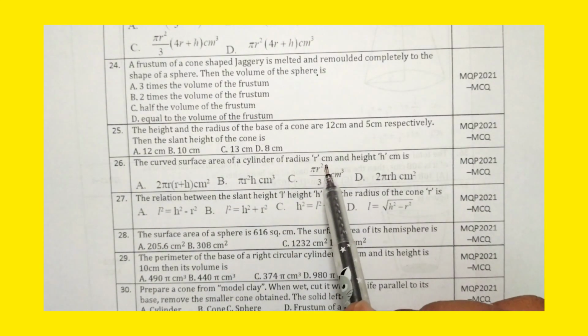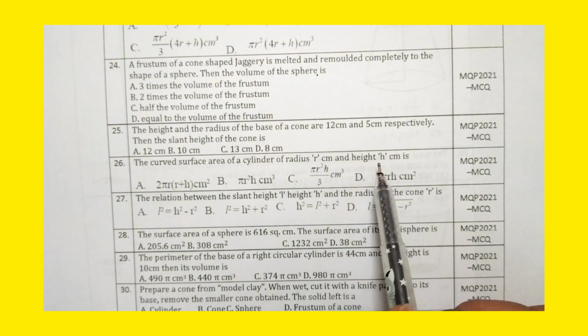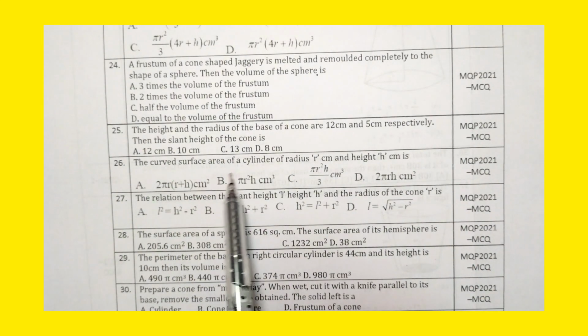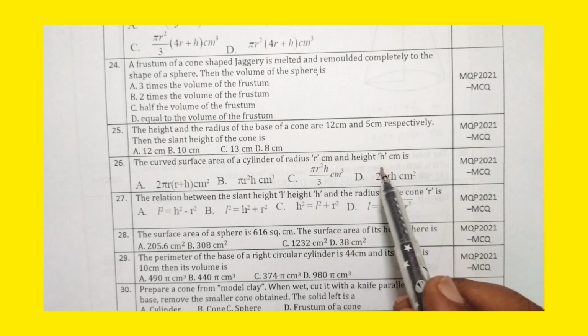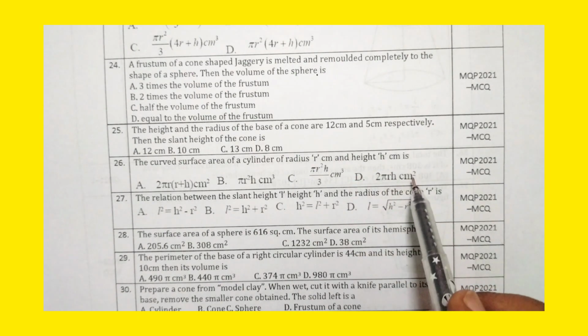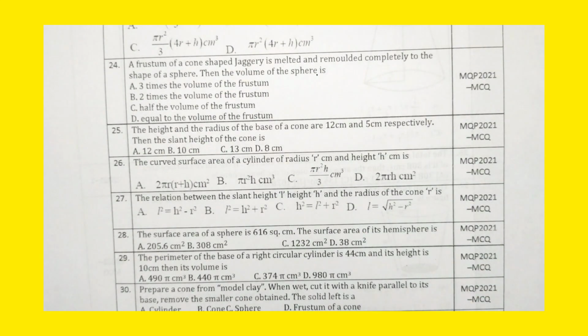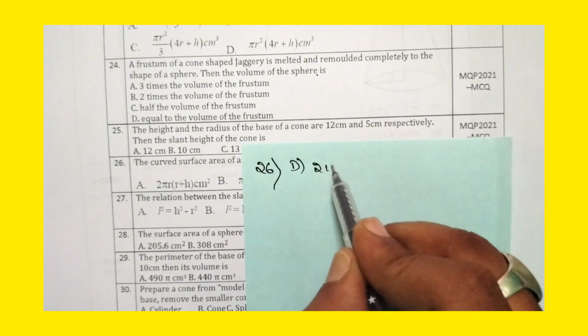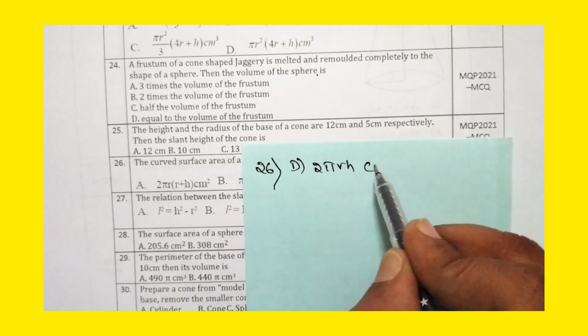The curved surface area of a cylinder of radius r centimeter and height h centimeter is dash, they have given. What is asked here is the curved surface area. So the right answer is option D, 2 pi rh centimeter square. That is the CSA of a cylinder. So option D, 2 pi rh centimeter square.